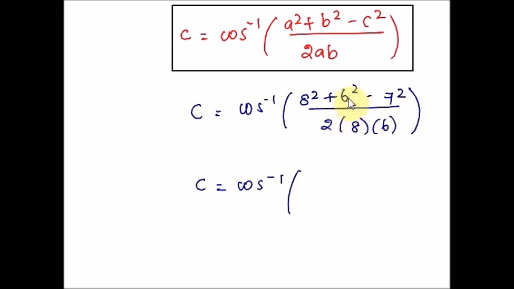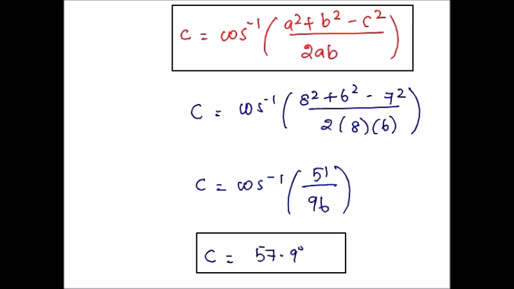I'm getting 51 in the top row and 96 in the bottom row. Then you can use a scientific calculator. It depends upon the direction given. So the C value would be, the angle is 57.9 degrees. I have rounded the answer to 1 decimal place. Hope you're clear with this example.